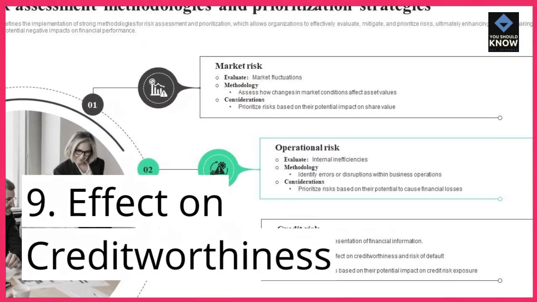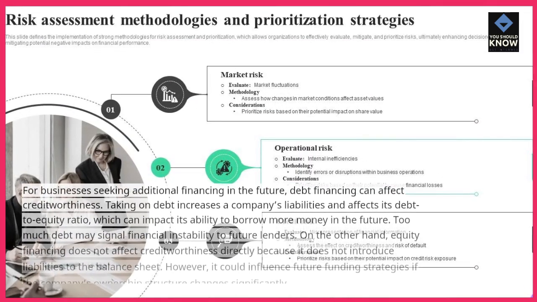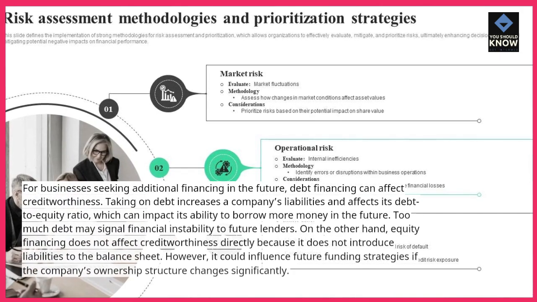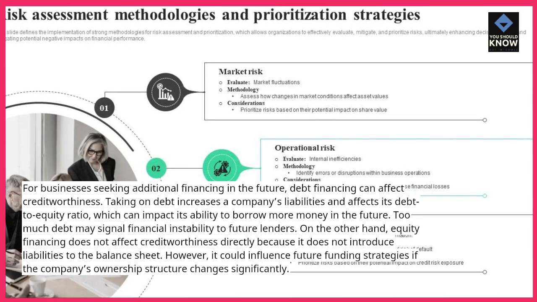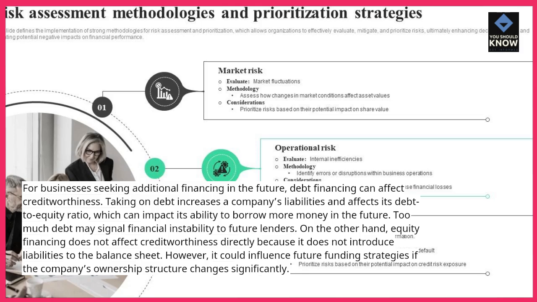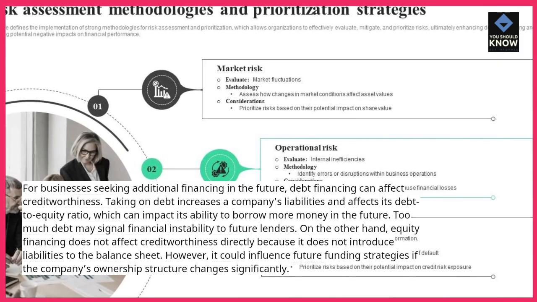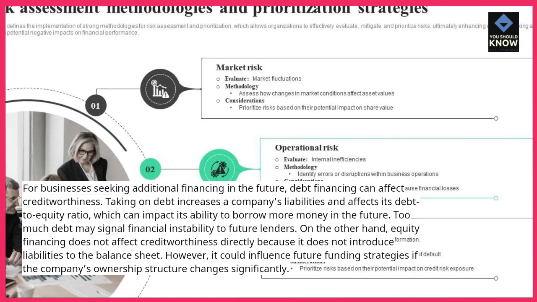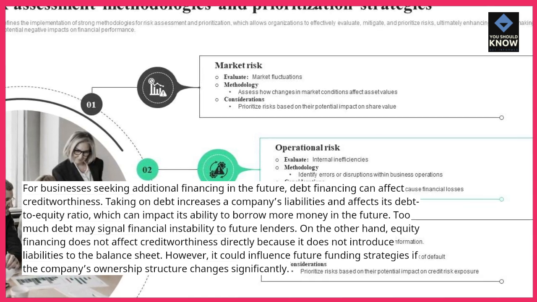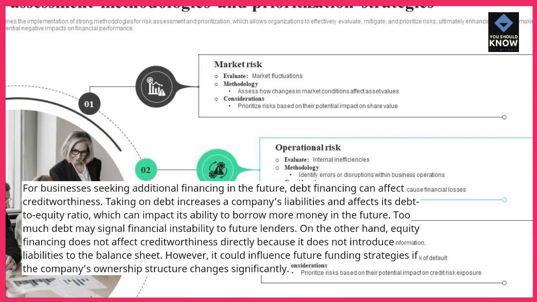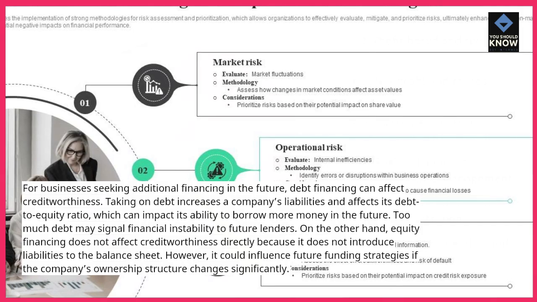9. Effect on creditworthiness. For businesses seeking additional financing in the future, debt financing can affect creditworthiness. Taking on debt increases a company's liabilities and affects its debt-to-equity ratio, which can impact its ability to borrow more money in the future. Too much debt may signal financial instability to future lenders. On the other hand, equity financing does not affect creditworthiness directly because it does not introduce liabilities to the balance sheet. However, it could influence future funding strategies if the company's ownership structure changes significantly.